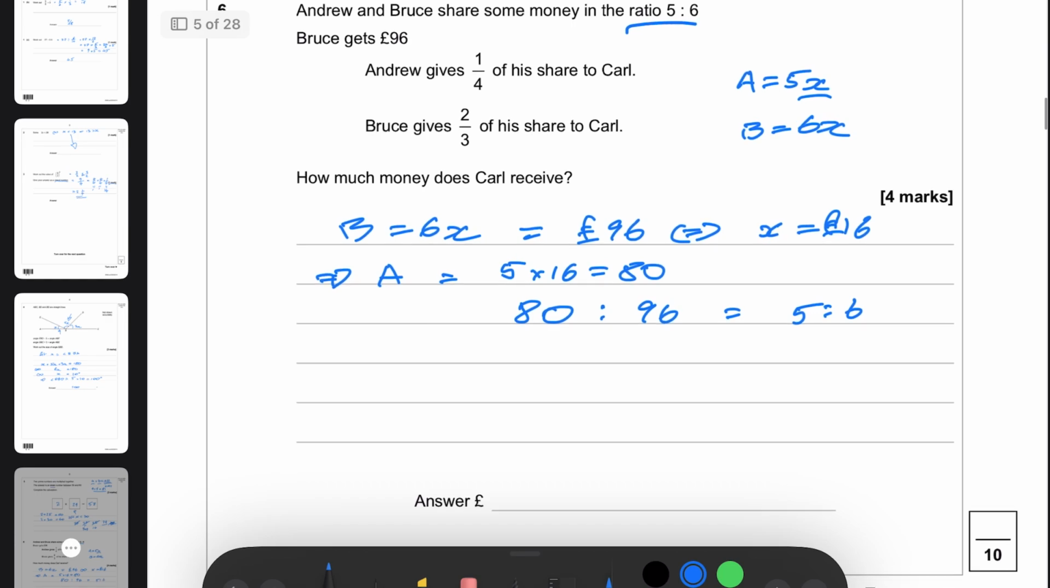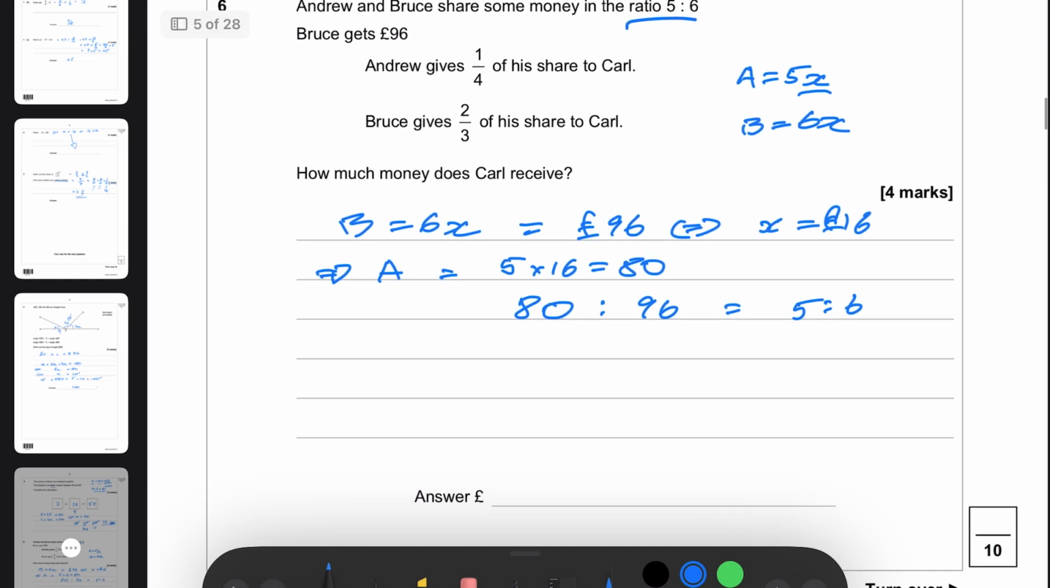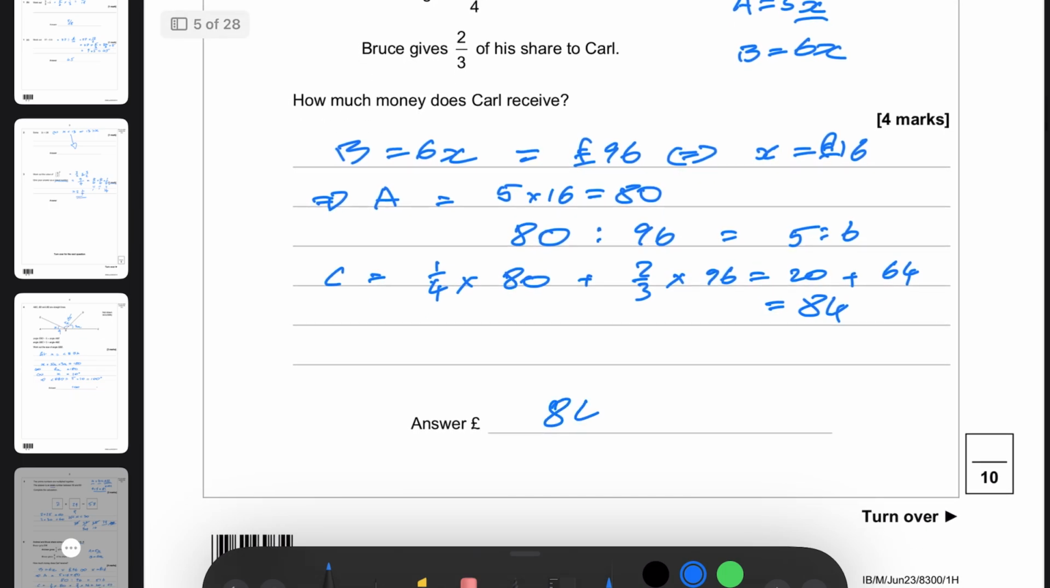And now we have how much Carl gets. So Carl gets a quarter multiplied by what Andrew gets, which is £80, plus 2/3 of what Bruce gets, which is £96. So what's a quarter of 80? It's 20, plus 2/3 of 96, so a third of 96 is going to be 32, times 2 is 64, so we get £84. So Carl gets £84, and we don't care about anything else.